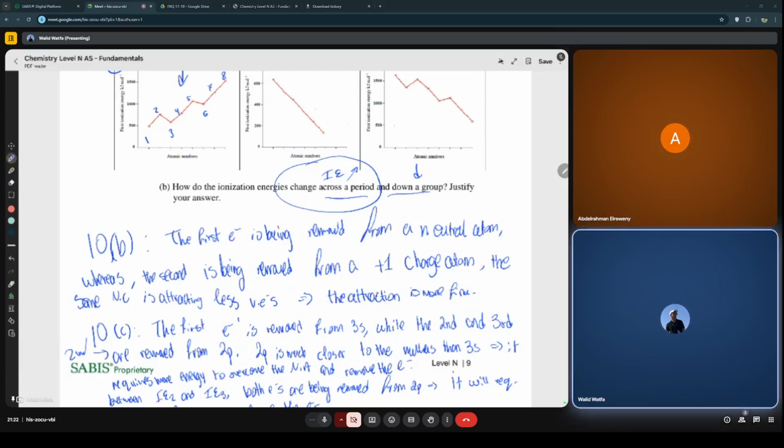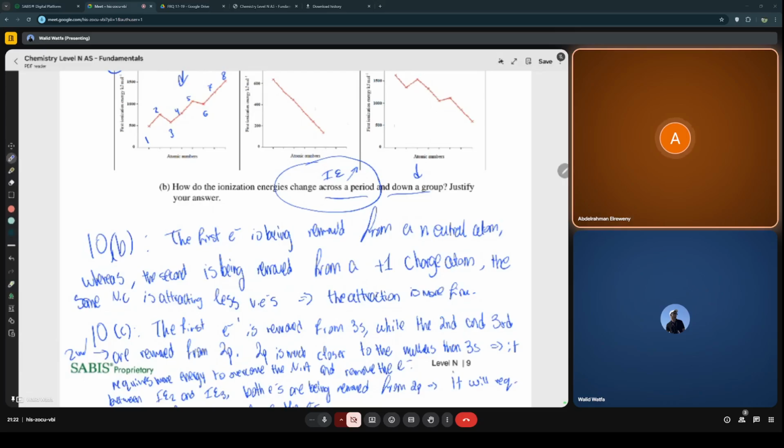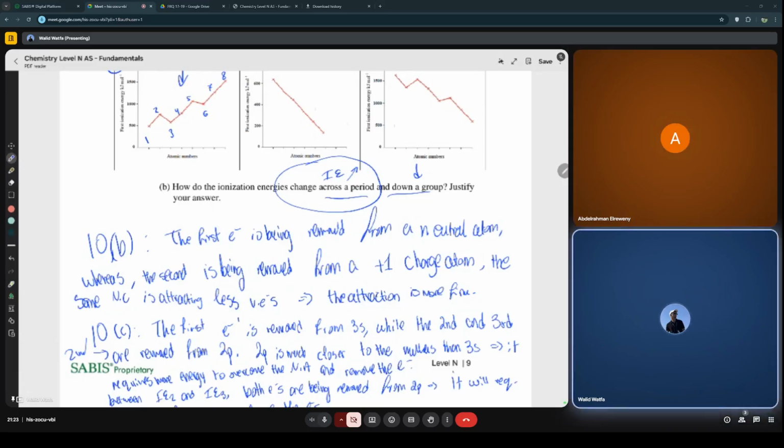Why? Number of core electrons increases. So, as you go down a group, the number of core electrons increases. Therefore, the shielding effect increases. Yeah, therefore the shielding effect increases. As you go down a group, core electrons increase, shielding effect increases. Therefore, there will be less nuclear attraction, and therefore the valence electrons will be further away from the nucleus. Therefore, it will need less energy to break.